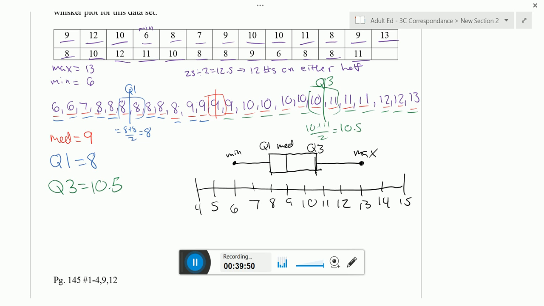Now, just to make sure, again, you can count how many numbers we have in between these lines. When you have one where the line goes through it, you don't count that. So with 1, 2, 3, 4, 5, 6 before the Q1, 6 between the Q1 and the median, 6 before the Q3, and then 6 after the Q3. Everything checks out.